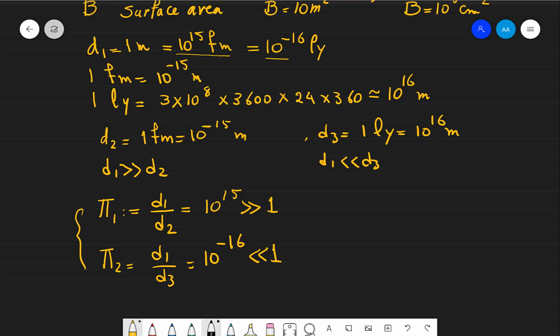When we change the system of units, dimensional quantities will change, but a dimensionless quantity takes the same value in all systems of units. Numerical values of d1, d2, and d3 in terms of different units, for example, centimeter, meter, or Fermi, or light year, are different, but pi 1 and pi 2 have the same value for all of these units.